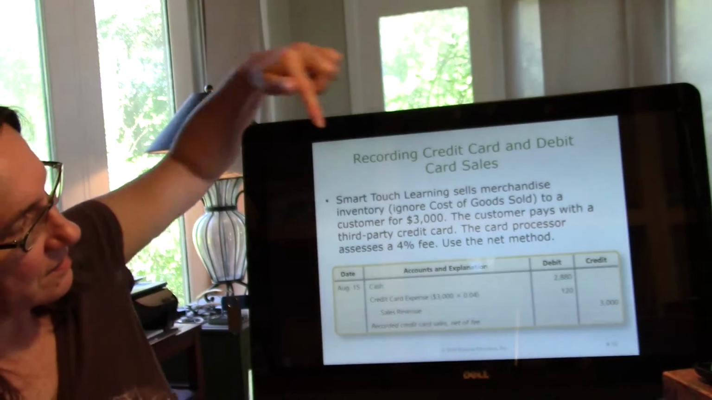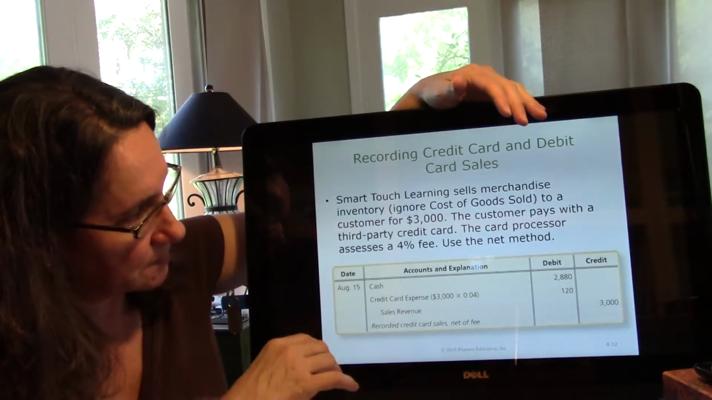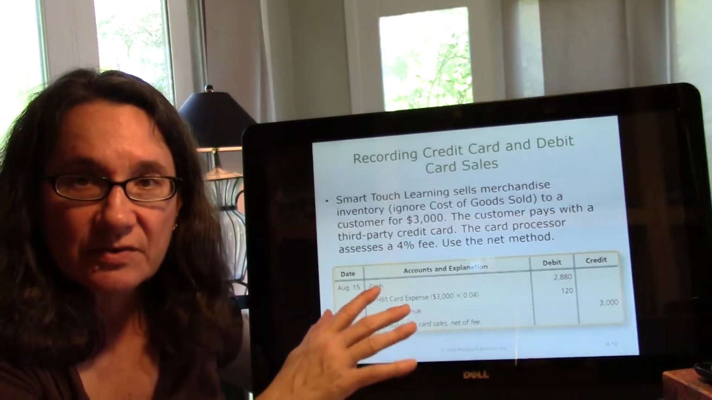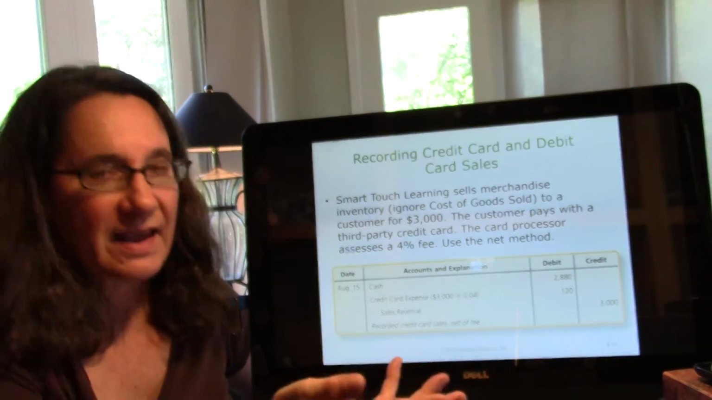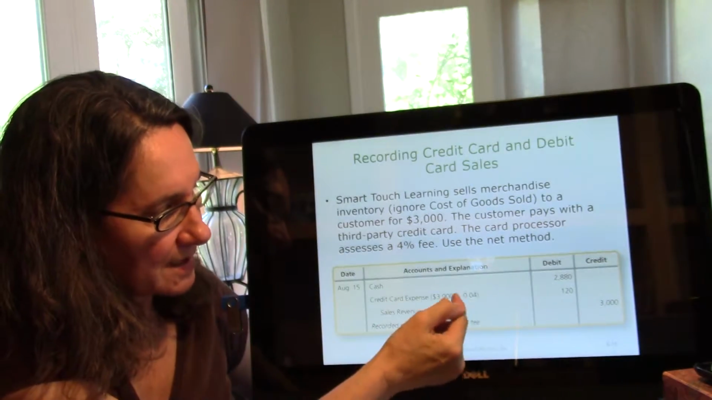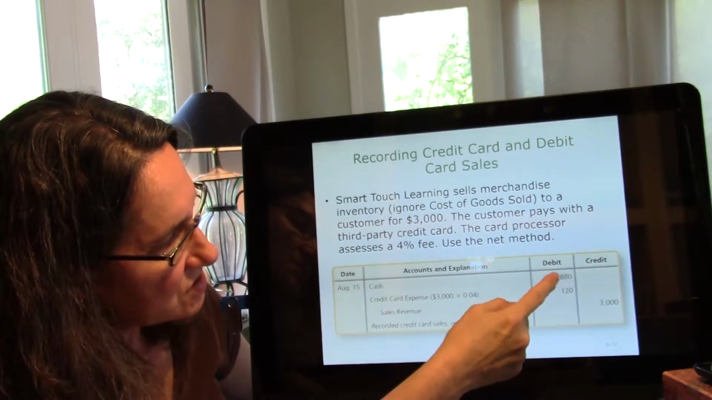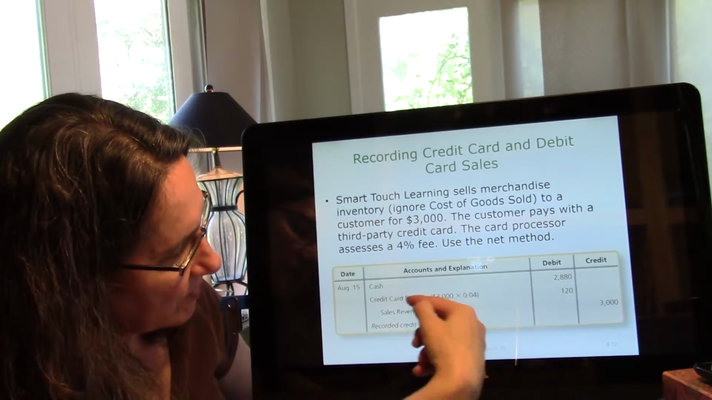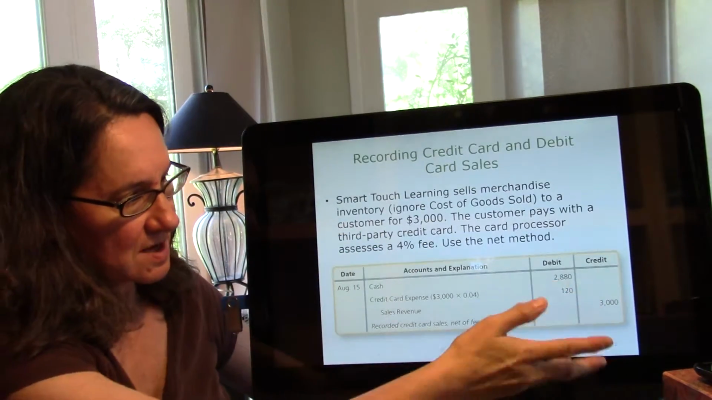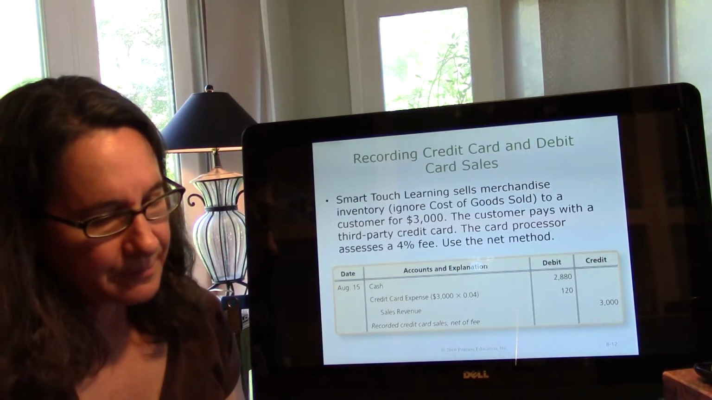All right, so here you go. If you're keeping the books for Smart Touch Learning, a customer made a purchase. So it's on a credit card though. Well, I know cash didn't really transpire, but we're going to count the credit card same thing as cash. All right, but under the net method, we net out that fee, which is 4% or $120. So you get your cash at $2,880, your fee, which we call credit card expense, $120, but the sales revenue is $3,000. So your debits equal your credits, and you're all good. So the net method takes that little bit of fee up front.